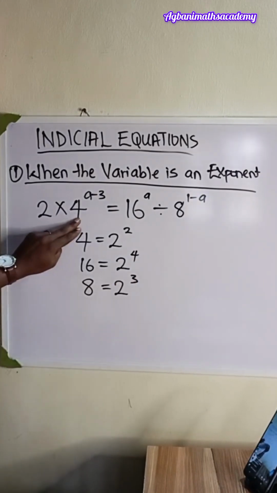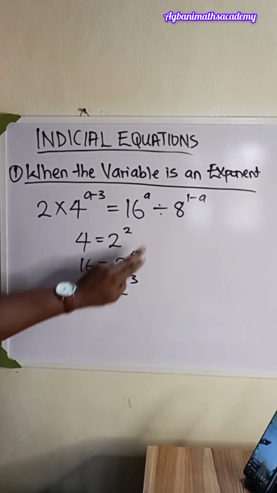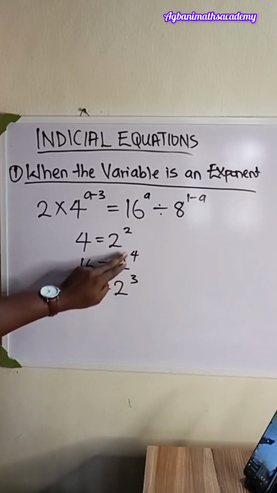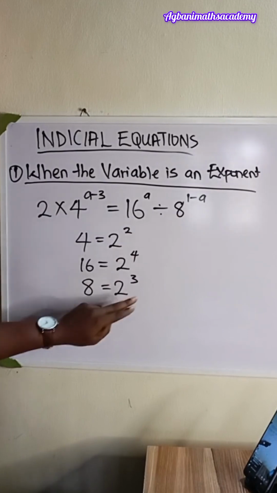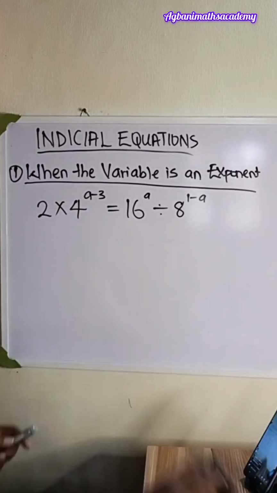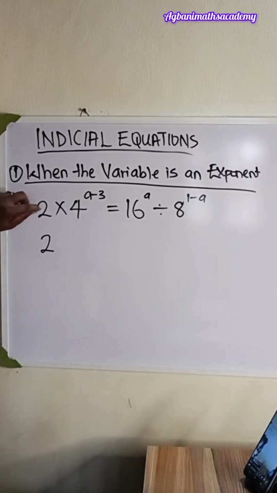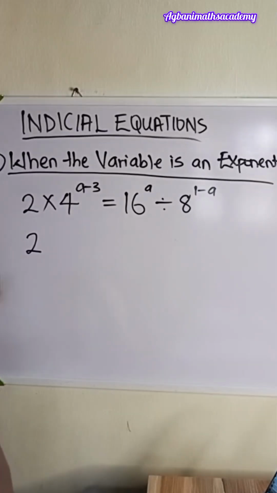So instead of having 4 here, we can convert it to 2 to the power of 2. Instead of having 16 here, we can convert it to 2 to the power of 4. Instead of having 8 here, we can convert it to 2 to the power of 3. So let's do that. So this will be 2. What's the exponent of these 2? Does anybody know? Does these 2 have an exponent? And if it does, what is the exponent? 1, correct. So whenever you don't see the exponent there is 1.